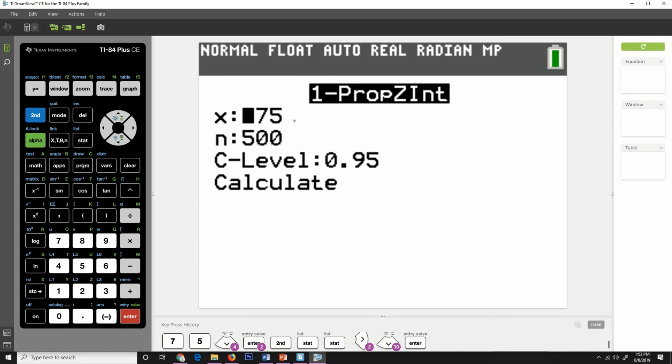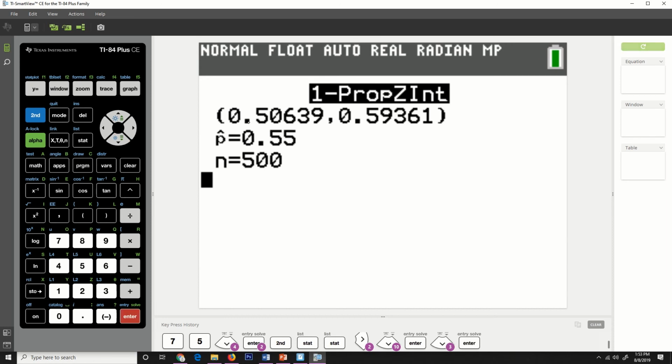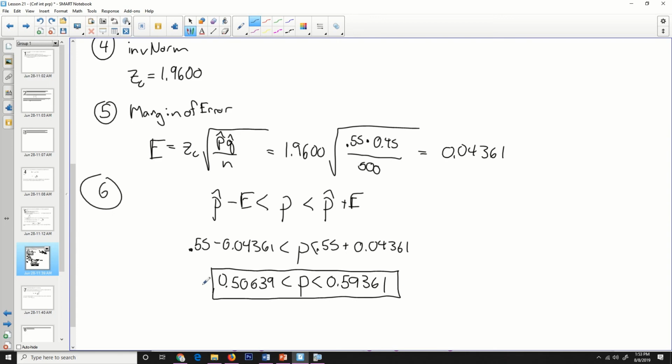And so I have all the values in there. The value for X is 275, said that butterfly was the most difficult out of a sample size of 500 and a confidence level of 95%. So we can just bop down to calculate, hit enter, and again, you can see that 0.50639 and 0.59361 match up with what we have there.